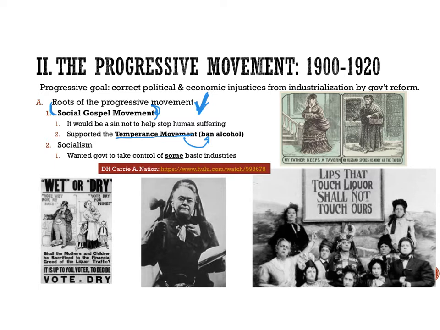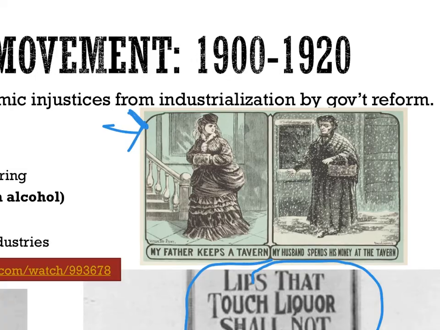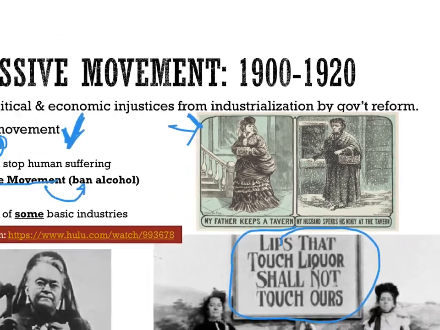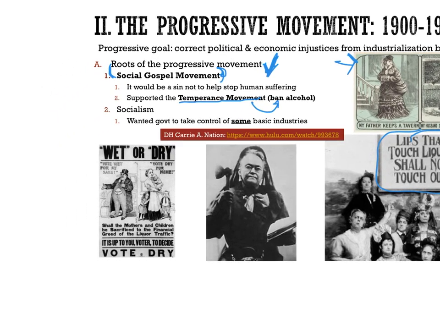You can see some of those that support it here. "Lips that touch liquor shall not touch ours." Right? Some of these cartoons you see here: "My father keeps the tavern." She's well off, nice. "My husband spends money at the tavern." She's pretty sickly looking, freezing in the weather. Political cartoons to get you convinced when you vote.